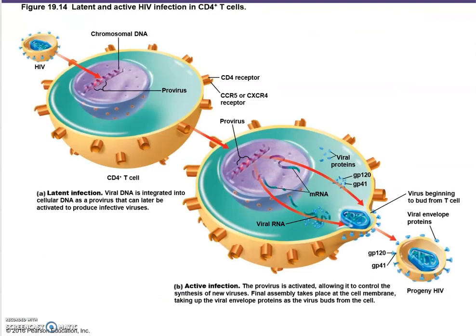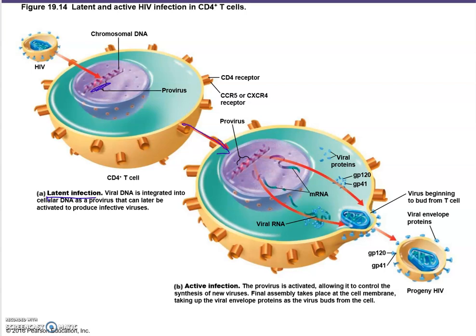Here's a figure that shows you latent versus active HIV infection in CD4 plus cells. Here first the latent infection. There you just have HIV gaining entry, and it's going through the process of reverse transcriptase, and the provirus, the DNA, is integrated into the host cell genome and it stays latent, so we don't actively make new virus particles. But at any time you can switch over to active infection.